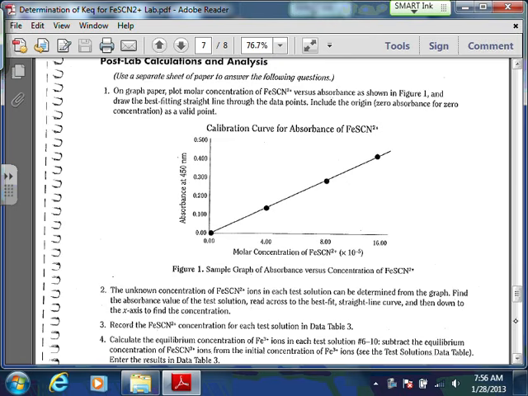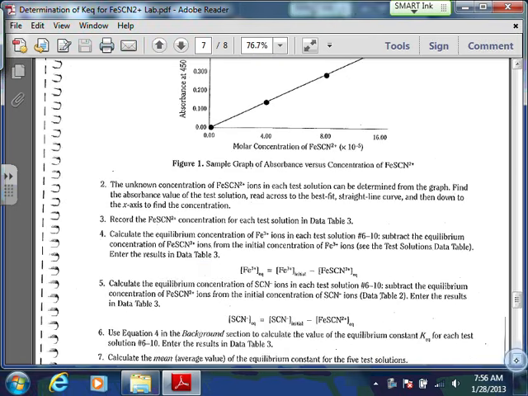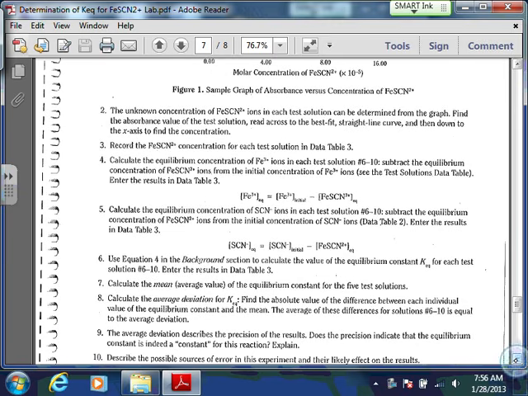Let me see what they actually have written on the Postlab calculations and analysis. I think they're probably saying everything that I just said. The unknown concentration of the FeSCN2+ ions in the test solutions can be determined from the graph. Okay, find the absorbance value of the test solution, read across to the best fit straight line curve, and then down to the x-axis to find the concentration. All right, so that, again, we're just using the graph that we made from the reference solutions to figure that out. 3, record the FeSCN2+ concentration for each solution.